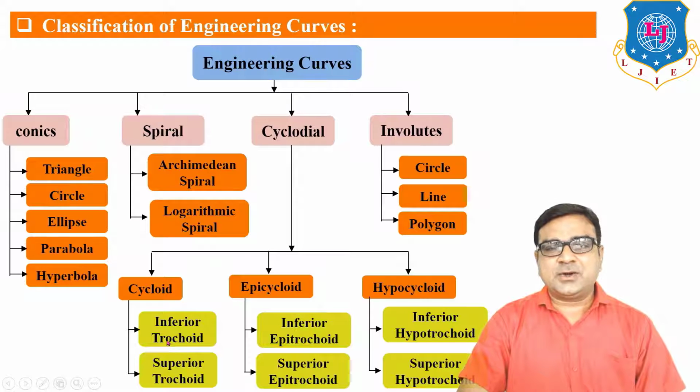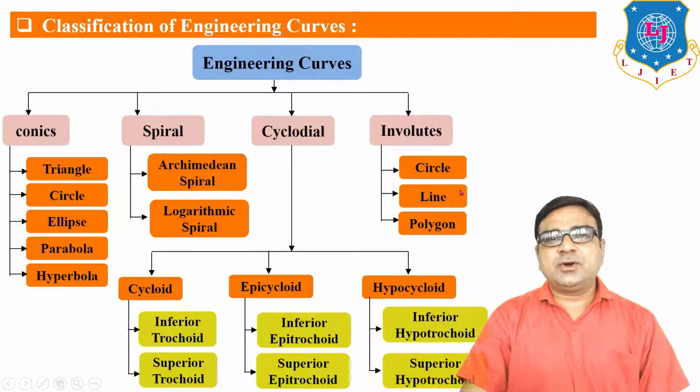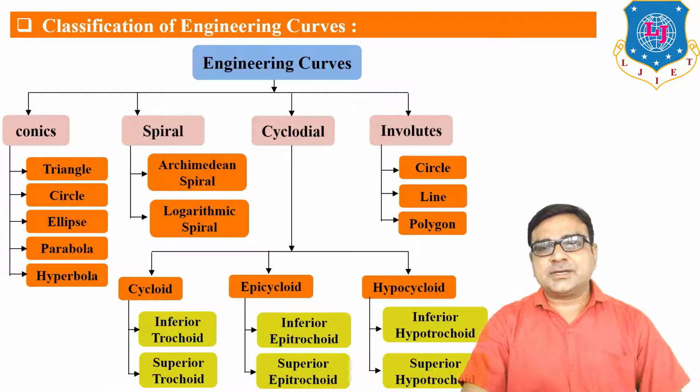And in cycloid, there are another two curves, depending on the position of the point: inferior trochoid and superior trochoid. In epicycloid, inferior epitrochoid and superior epitrochoid. And in hypocycloid, inferior hypotrochoid and superior hypotrochoid. Then involute curves. Involute curves are drawn for different shapes like circle, line, and different polygons: triangle, square, pentagon, hexagon, etc.